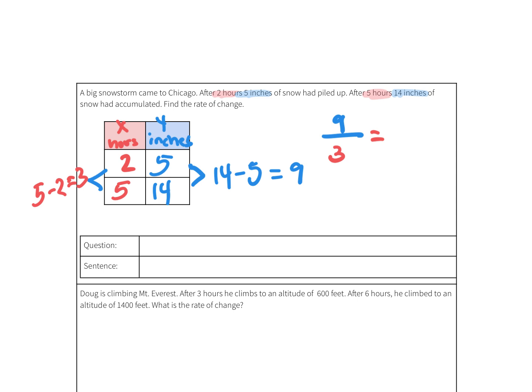What do I do from here? We have 9 divided by 3, and that gives me an answer of 3. What am I trying to find? I'm trying to find the slope or the rate of change. I get this answer of 3. 3 what? 3 inches every hour.